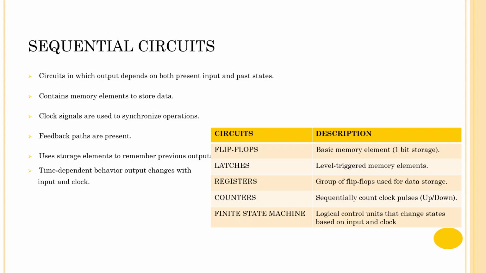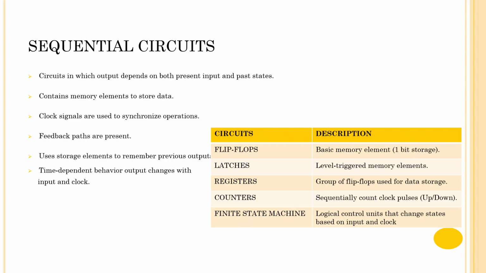Now that we have covered combinational circuits, let's move on to the next major category, sequential circuits, the ones that actually remember things. Unlike combinational logic, sequential circuits depend on both the present input and the past state. They include memory elements such as flip-flops and latches, which store the data and help the circuit remember what happened before. And here's the key point. Sequential circuits are time dependent. They use a clock signal to synchronize when the data gets stored, transferred, or updated.